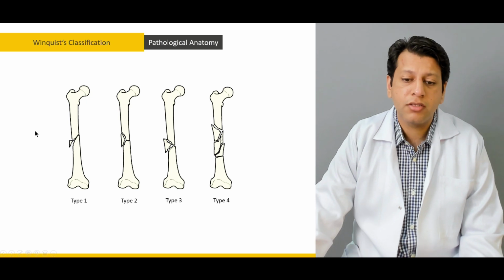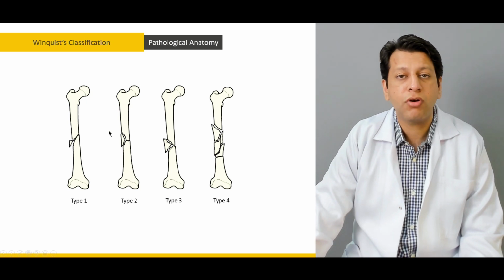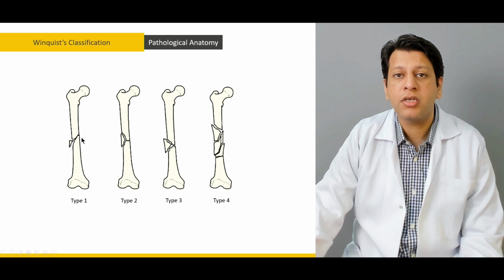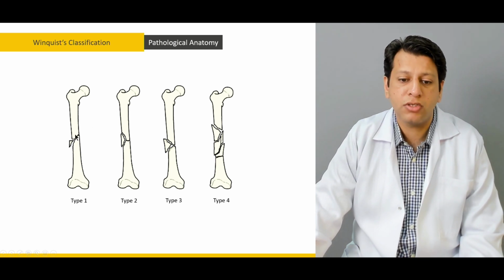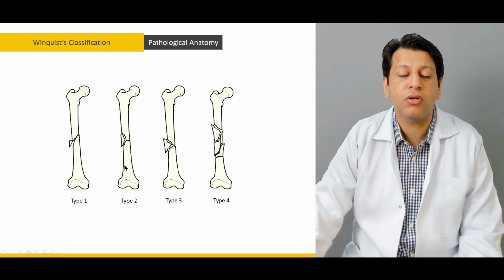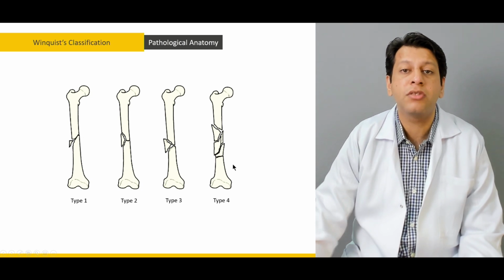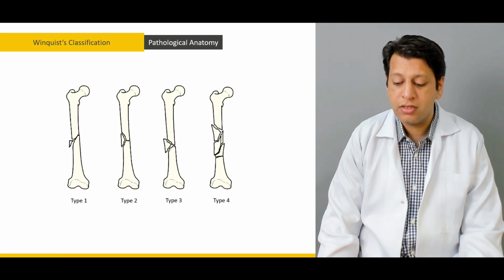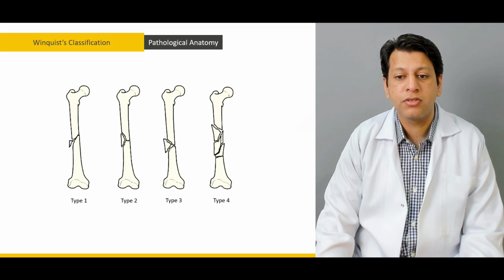If you see, the classification is telling us a tale of how much energy was imparted to the fracture. Types 1 and 2 are probably low energy fractures, but 3 and 4 most likely mean a high energy impact resulting in the shaft of femur fracture.